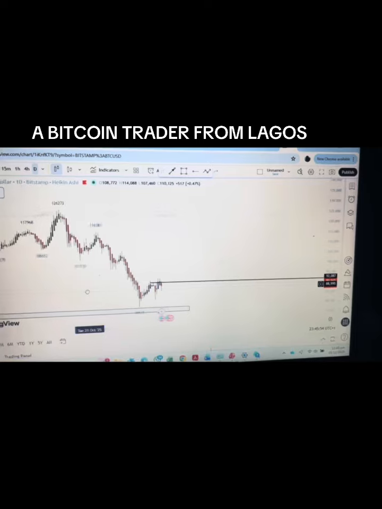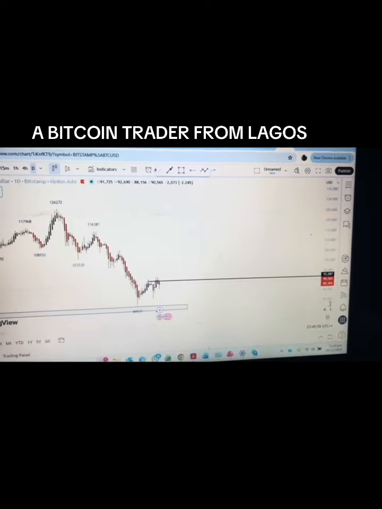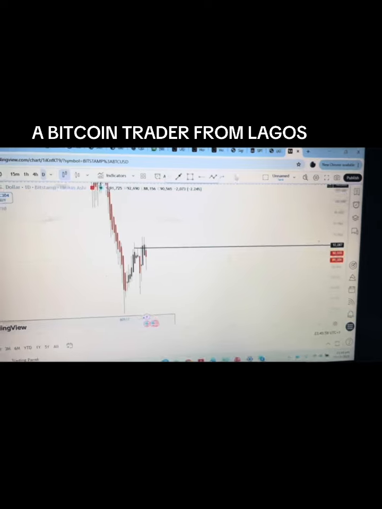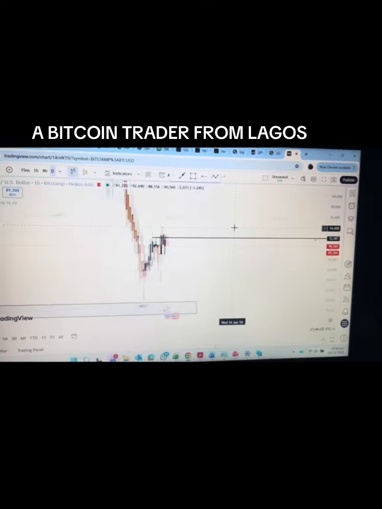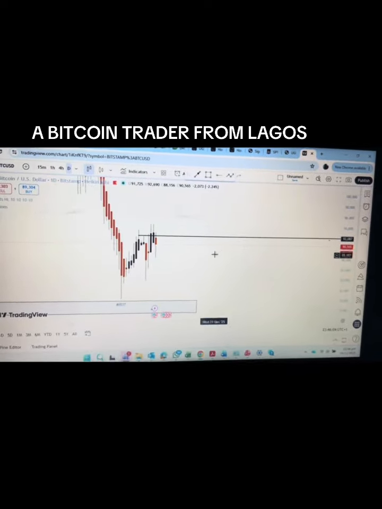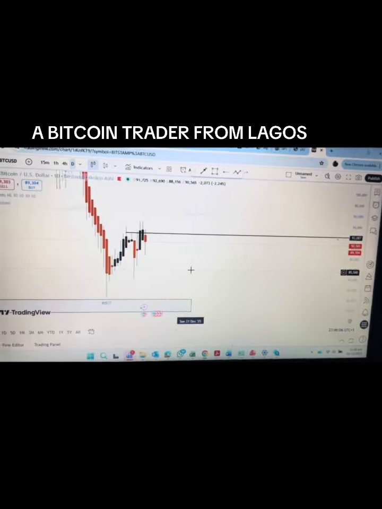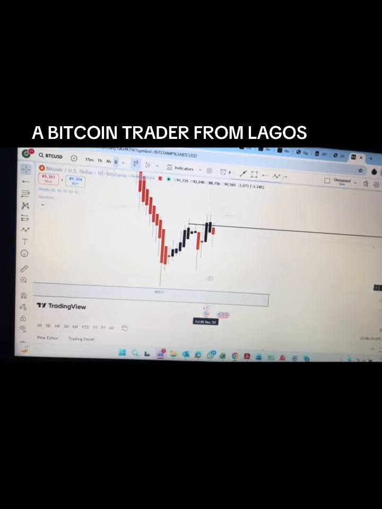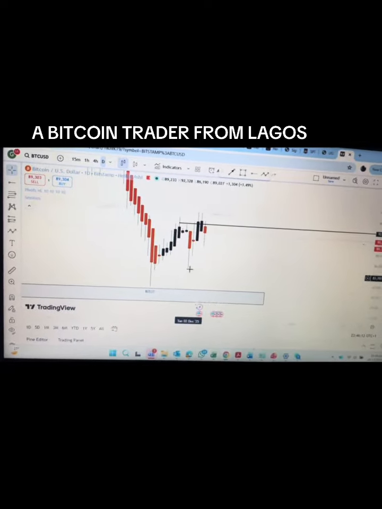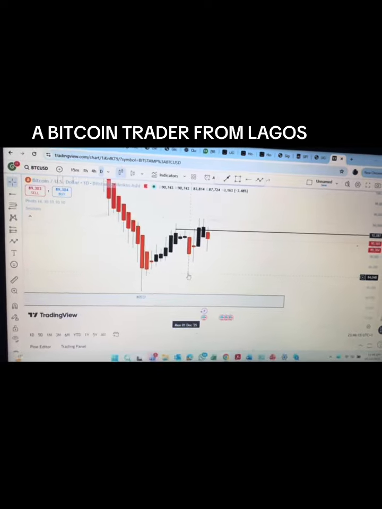Sorry, I'm trying to zoom it so I can show you even more details of how I analyze the chart, what my thought process is, and my view basically of how I analyze the trade, the chart, the market. All right, guys.